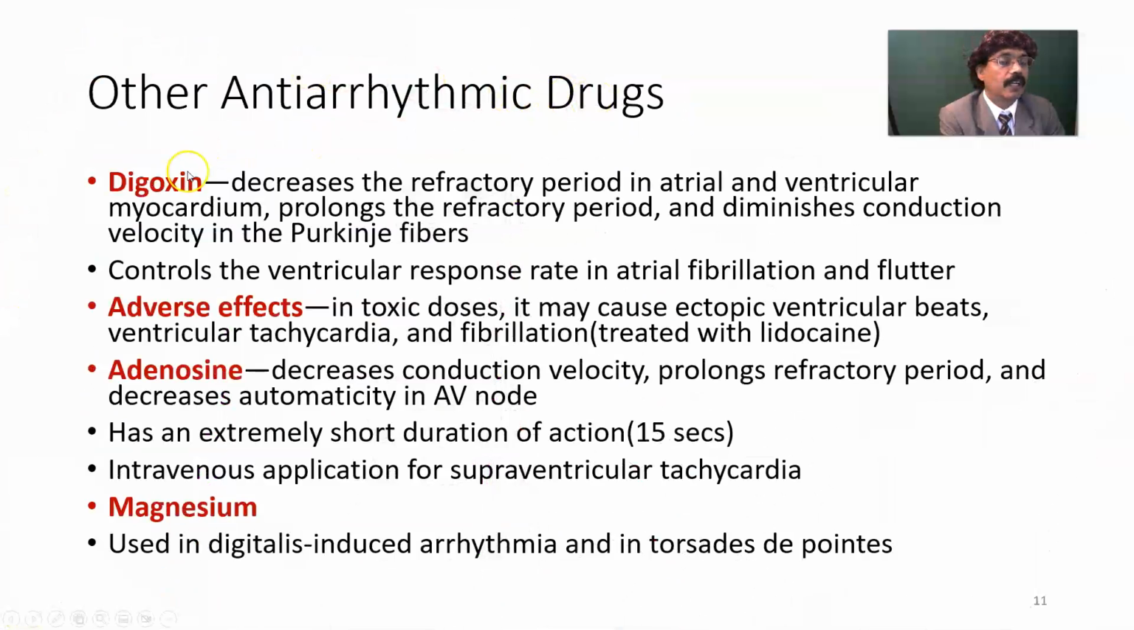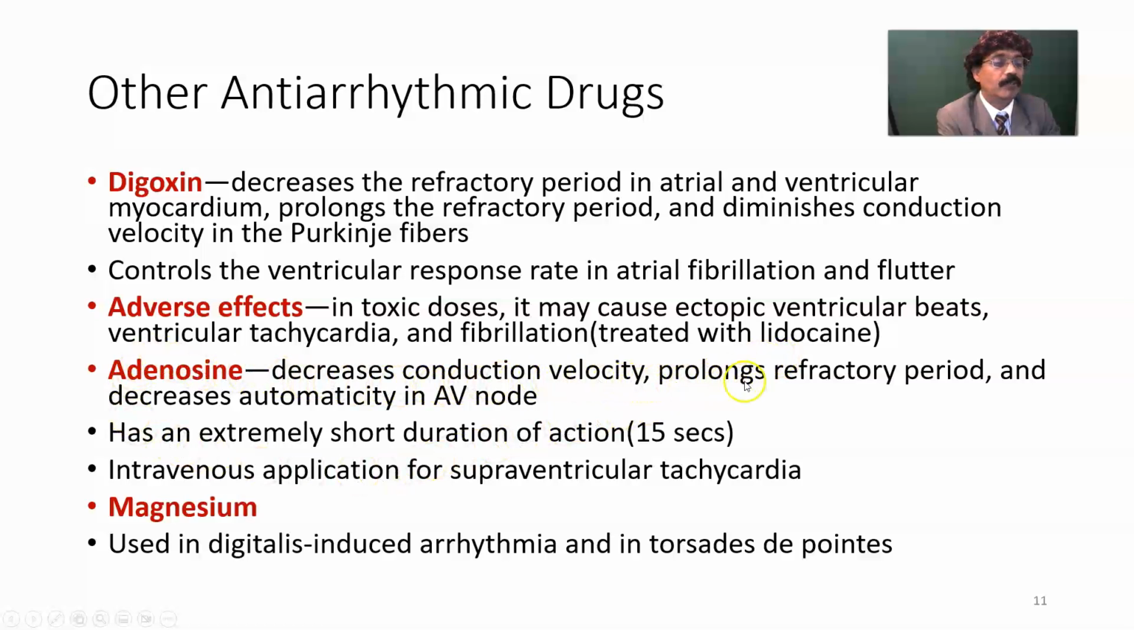Other antiarrhythmic drugs, like digoxin, decrease the refractory period in atrial and ventricular myocardium, and prolong the refractory period and diminish conduction velocity in the Purkinje fibers. Purkinje fibers are located in the muscle of the left and right ventricles. Digoxin controls the ventricular response rate in atrial fibrillation and flutter. In toxic doses it may cause ectopic ventricular beats, ventricular tachycardia and fibrillation. It is treated with lidocaine as an antidote.